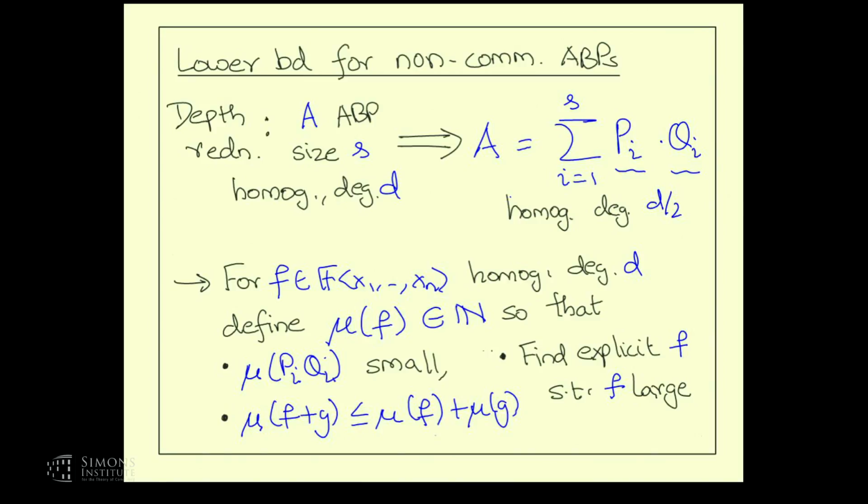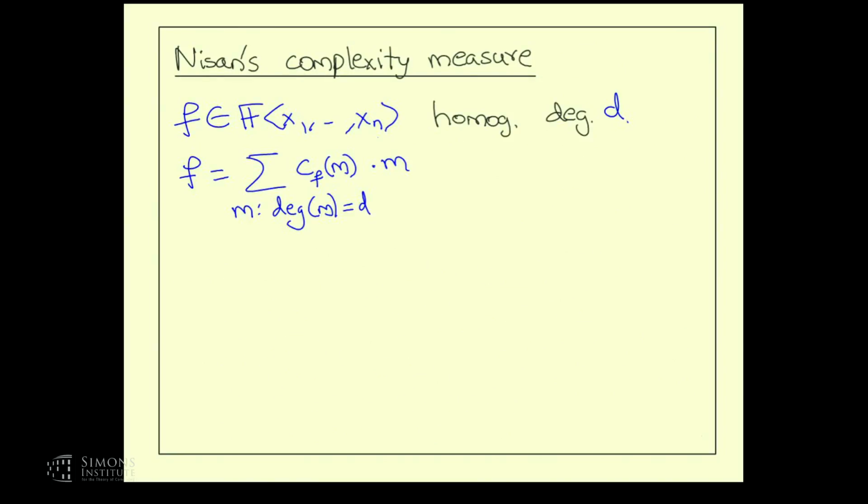So how do we go about defining this complexity measure? It's extremely simple. It's basically based on matrix rank in a reasonably obvious way. So suppose I have a polynomial f homogeneous of degree d. Then I can write it as a linear combination of monomials. Recall that a monomial is just a string for me: strings of length d over the alphabet x1 to xn. And each monomial m has a coefficient which I'm calling c_m subscript f.